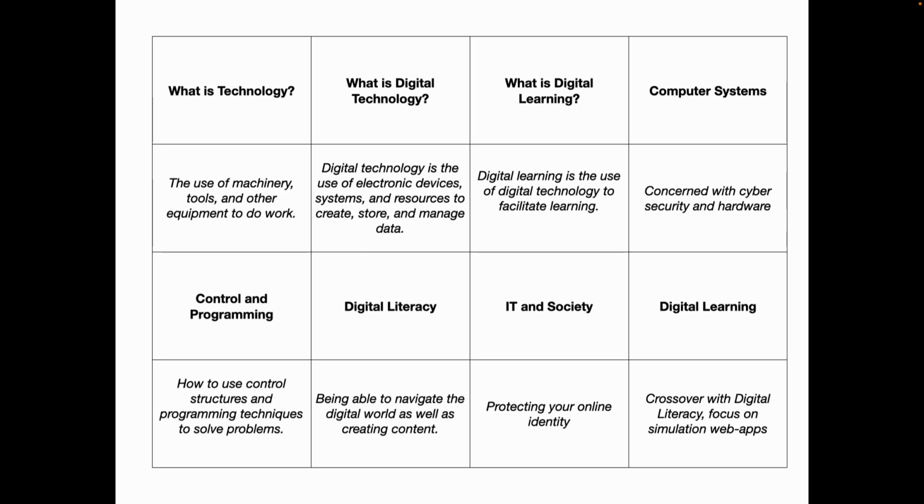topic titles from the IPC curriculum in computing: computer systems, control and programming, digital literacy, IT and society, and digital learning. I don't know if anyone's read IPC 2020, but digital learning and digital literacy are pretty much the same thing. I don't understand why they've got them separated, but whatever, I've put them both in there. So that's a hands-on activity for faculty to try out, to match them up.